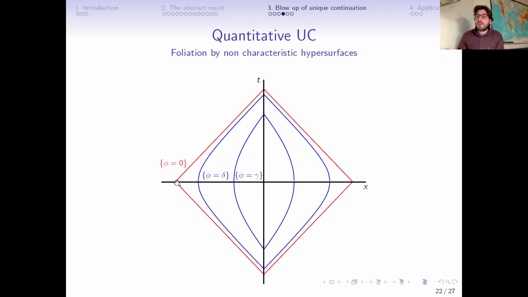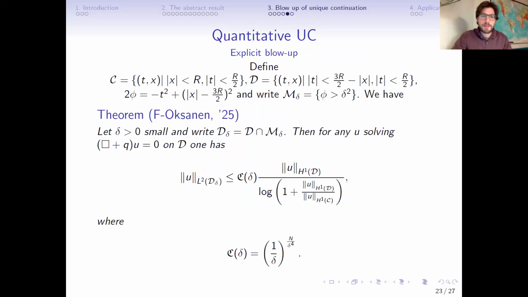So in theory, you can also quantify this. But if you try to quantify this, the problem is that this will blow up, of course. And what you need to do is to have some explicit dependence and to understand how the blow up occurs with respect to delta, which is the distance to the optimal cone. So this is quite some technical work.